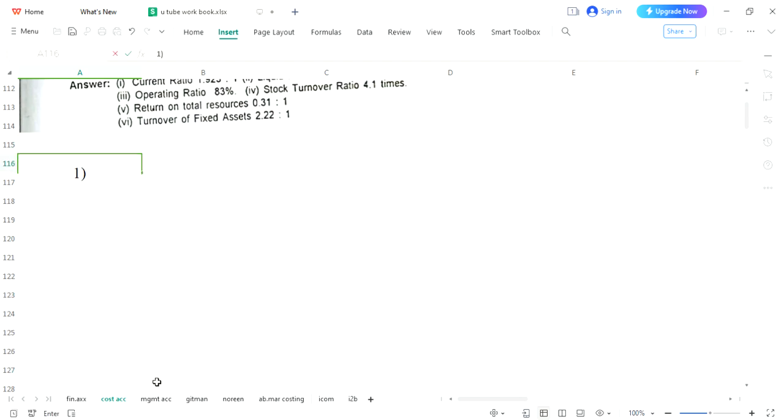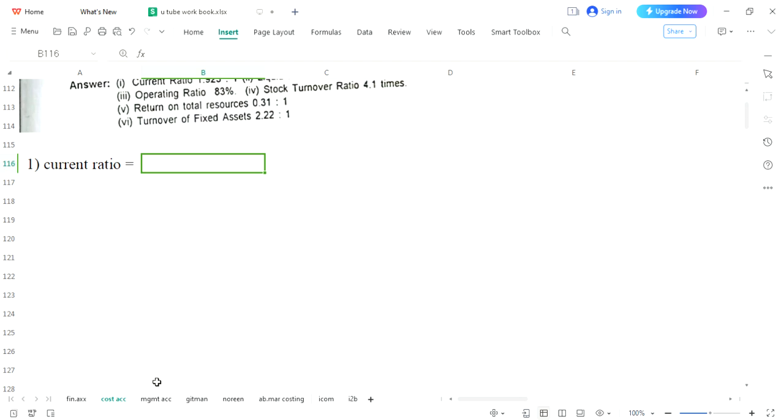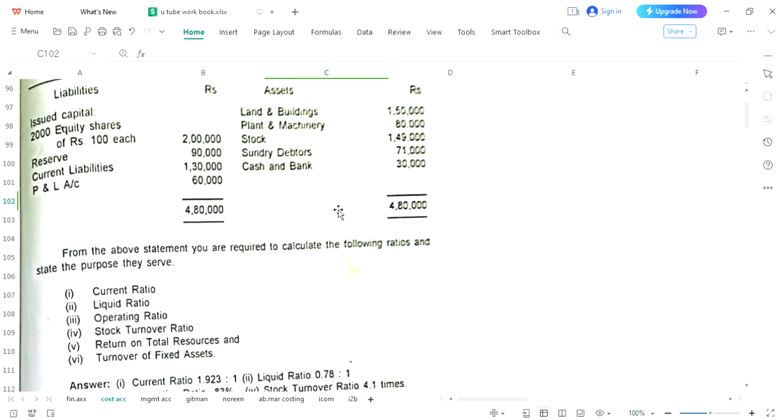First ratio which is required is the current ratio, and we know how to calculate it. First we need current assets, and it would be divided by current liabilities. Let's put a divisor. And current assets, I am sure that you know, are assets which can be converted into cash within a shorter period of time.